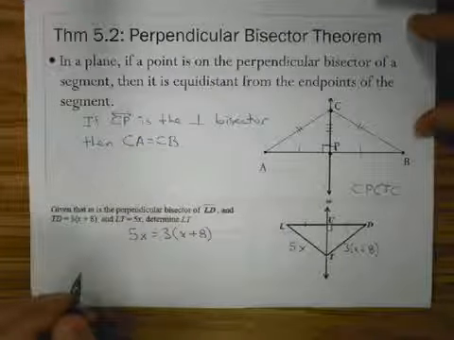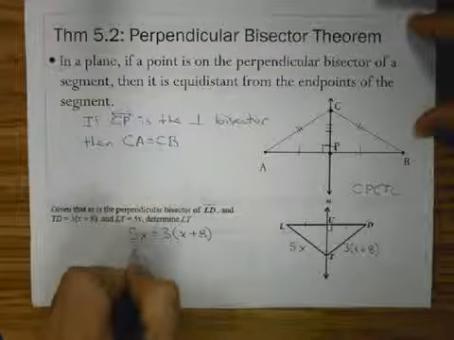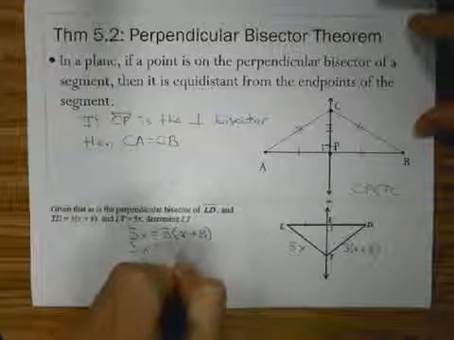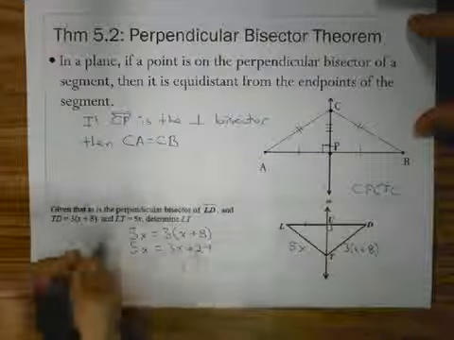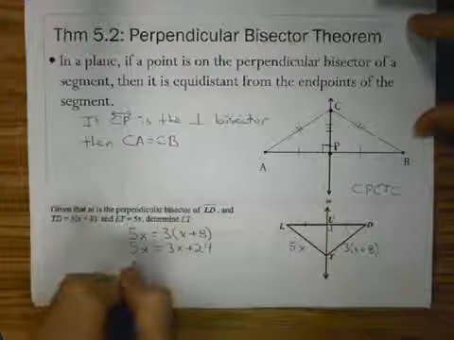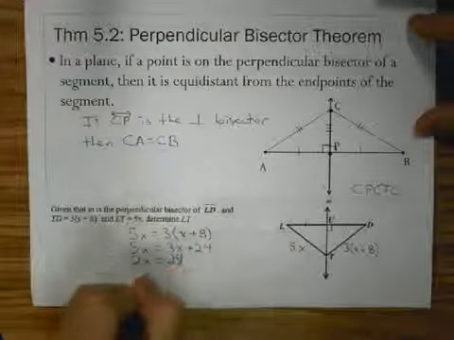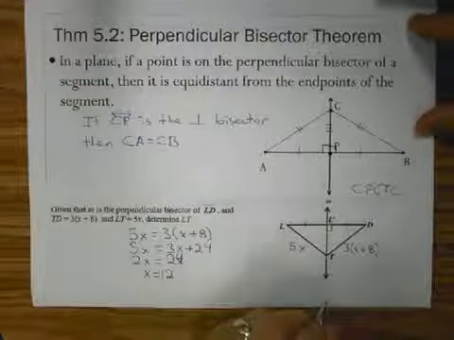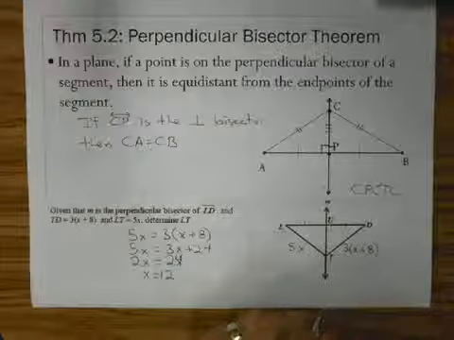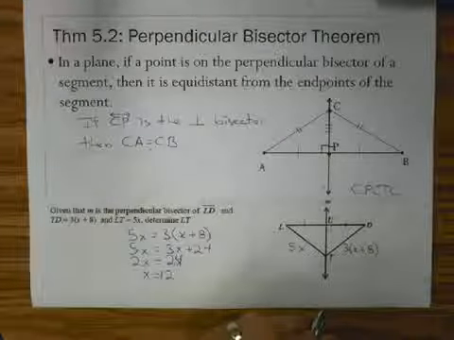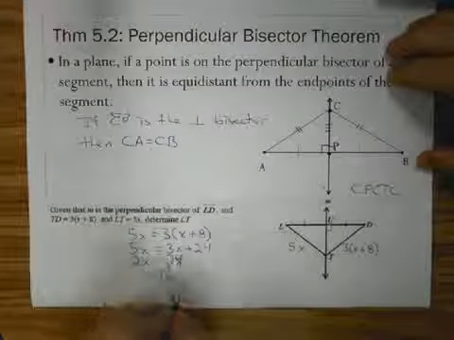When I'm solving here, I'm not going to divide both sides by 3 because that would give me a fraction that I can't simplify. So let's just distribute. I get 3x plus 24. If I subtract 3x from both sides, I get 2x equals 24, or x equals 12. I need to finish up by finding the value of LT.